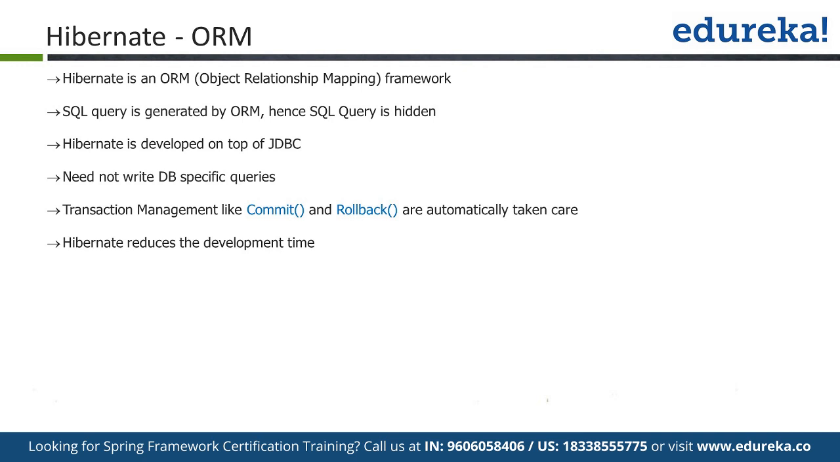When we say object relationship mapping, the relational mapping is done through POJO classes or domain object classes with the tables. Your Java class is directly mapped with your database table, that is ORM. In the ORM, the SQL query is generated by ORM itself. So you don't need to write a SQL query for your application, which is hidden.